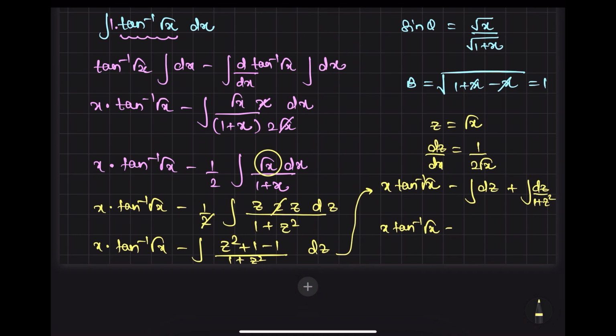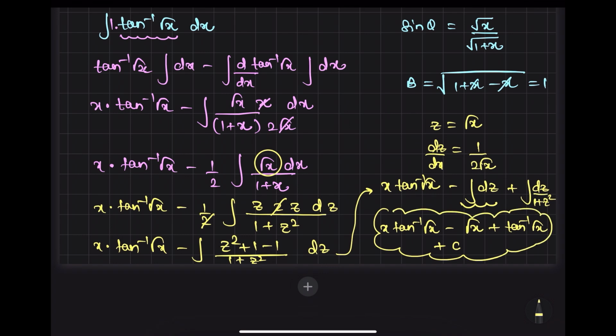Now x tan inverse root x. This time we will have integration of 1, which gives z. So who is z? z is root x. Now this is tan inverse z. So tan inverse, who is z? Root x, plus integration constant c. So this is the integration of the given question.